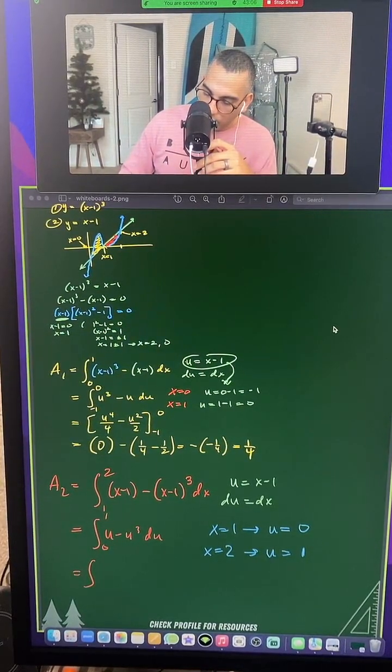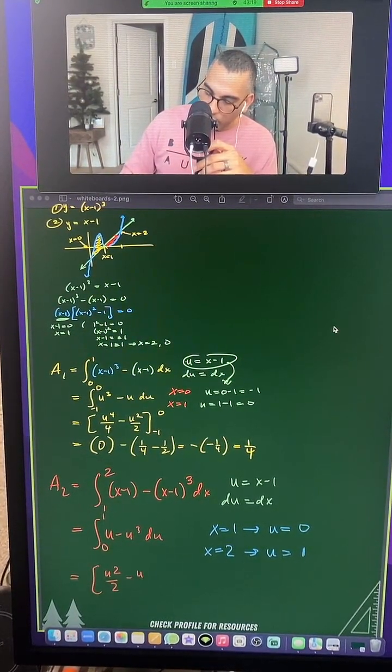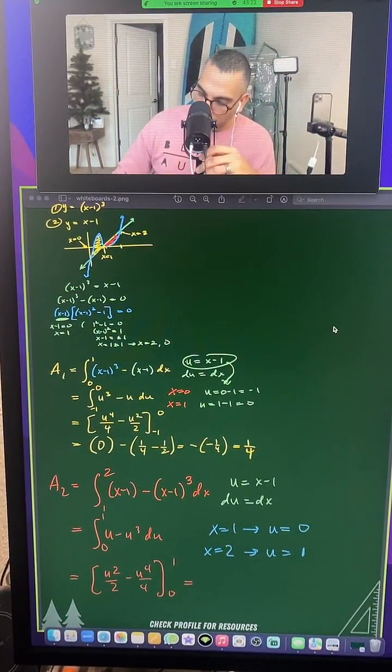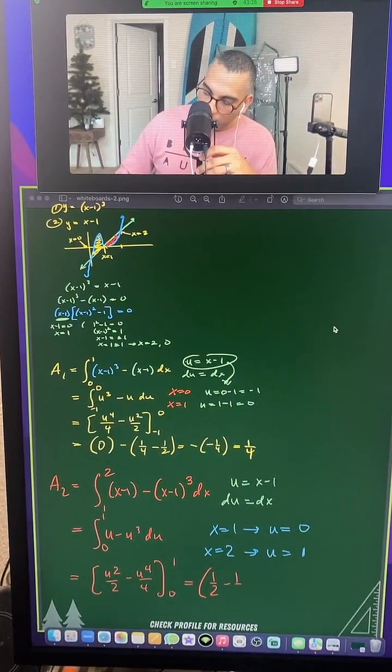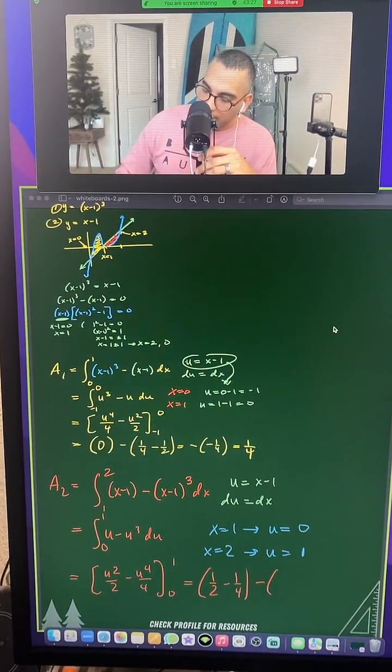So now we have u squared when I take the integral. There you go. Okay, so we said 0 to 1. So I have u squared over 2 minus u to the 4th over 4, from 0 to 1. Let's plug in the 1. That's just 1/2 minus 1/4 minus, when you plug in the 0, that's a big fat 0.